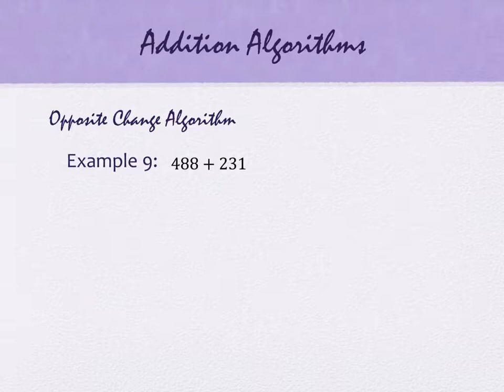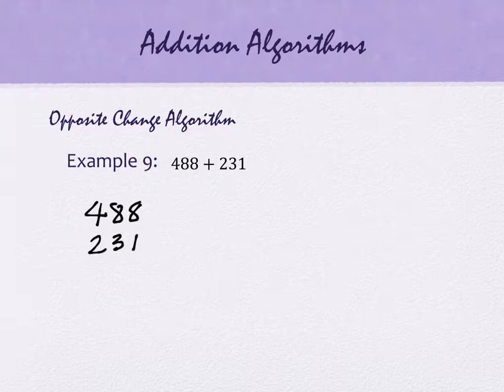Opposite change algorithm. This is actually one that the book added in on this edition. And I'm glad that it did because it's a really good example of addition. It goes very nicely with one of the subtraction algorithms that they've had in the book for quite some time. So go ahead and write it out just like we have the others, 488 plus 231. The opposite change algorithm is attempting to avoid regrouping, avoid carrying things over. That's what it's really attempting to do. And it's also attempting to make the numbers nicer to work with.